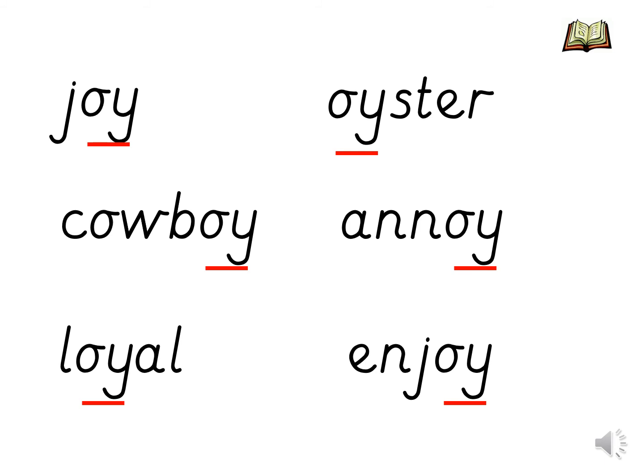Did you read the words? The first is joy. The next is the polysyllabic word cowboy. The third word is loyal. A loyal person is someone who is reliable and trustworthy, showing constant support. The next word was oyster, then annoy, and lastly, enjoy.